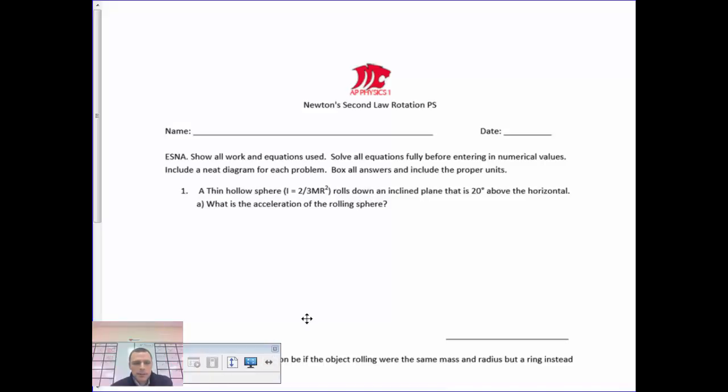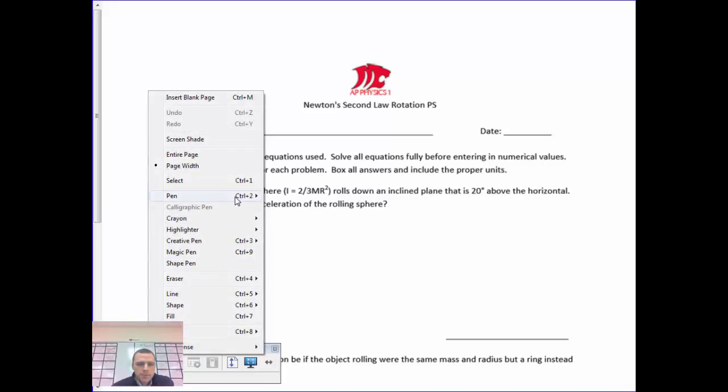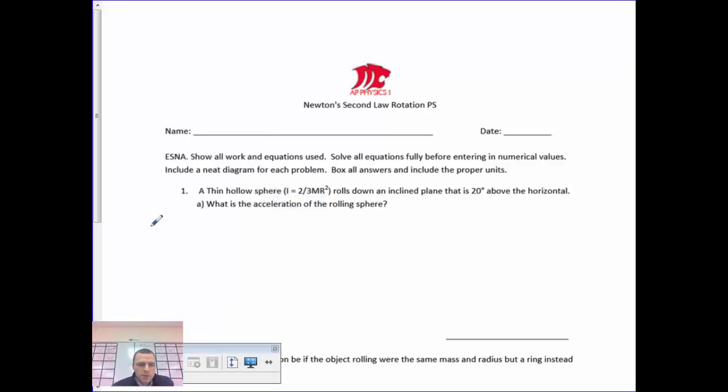Away we go. A thin hollow sphere rolls down an inclined plane that is 20 degrees above the horizontal. What is the acceleration of the rolling sphere? So to get things started, just maybe a little diagram of this sphere. And the free body diagram looks like this.